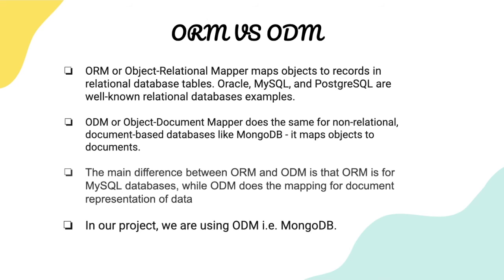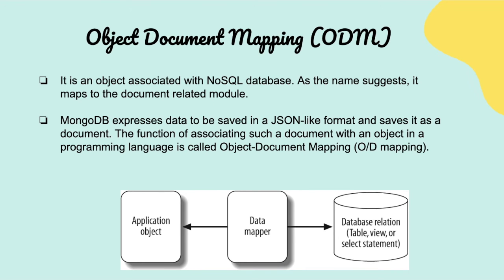Now we will see ODM, object document mapping. In ODM the object is associated with a NoSQL database. It maps to a document-related model. MongoDB expresses data in a JSON format and saves it like a document.